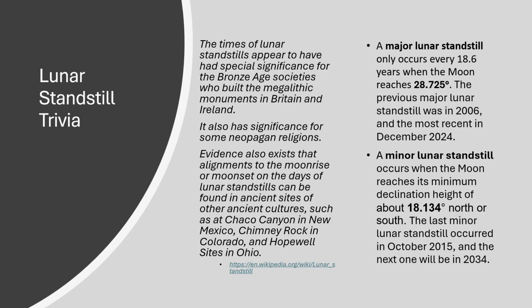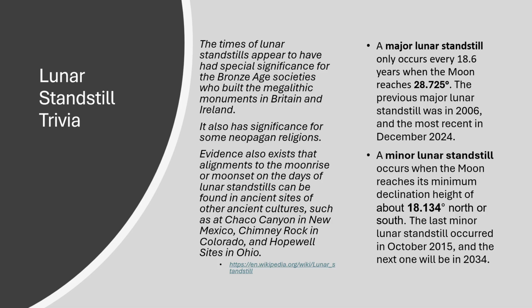And that is quite high or low, depending on whether you're thinking north or south or extreme anyway. So if the sun can only reach about 23.5 degrees, that would mean that the moon is a good 5 degrees higher north or south from where that solar position can be. So that is seriously out of bounds. That's the major lunar standstill. We had one in 2006, and we had one just not terribly long ago in the end of December 2024.